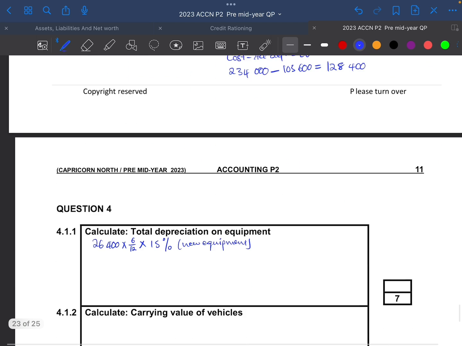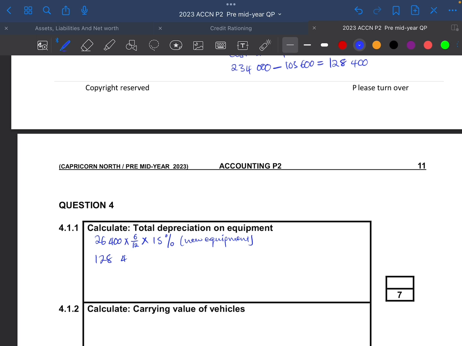Now 128,400 multiplied by 15%. Remember, we don't need to multiply by the number of months because this was used for the whole year. So it's 128,400 times 15% on diminishing balance, which is 19,260.